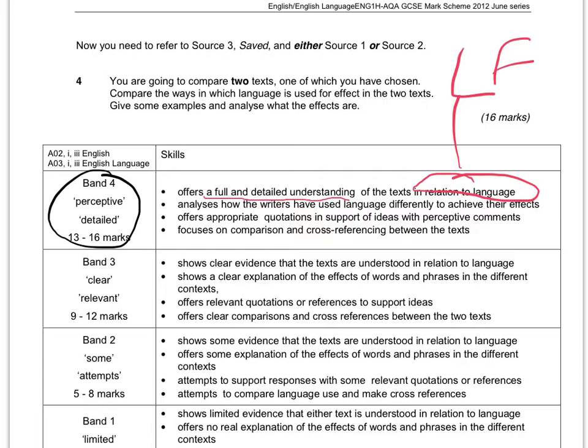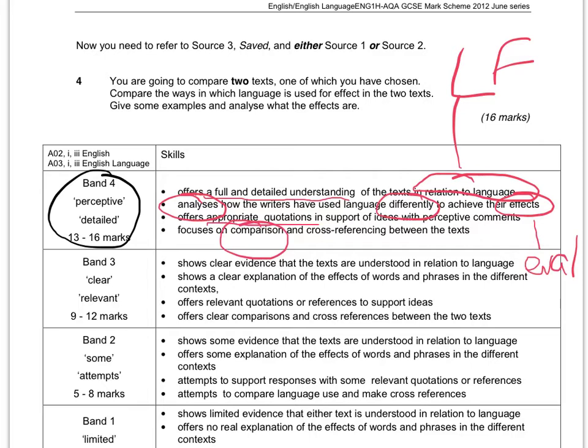We're asked to analyse how writers have used language differently to achieve effect. So we're asking for comparison, we're asking for analysis, and we're asked to look at effects. So at the best level, this will include evaluation, appropriate quotations, and focusing on comparison.